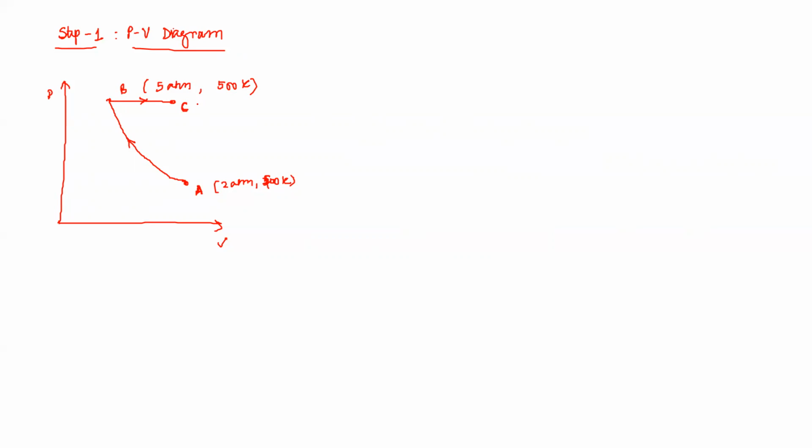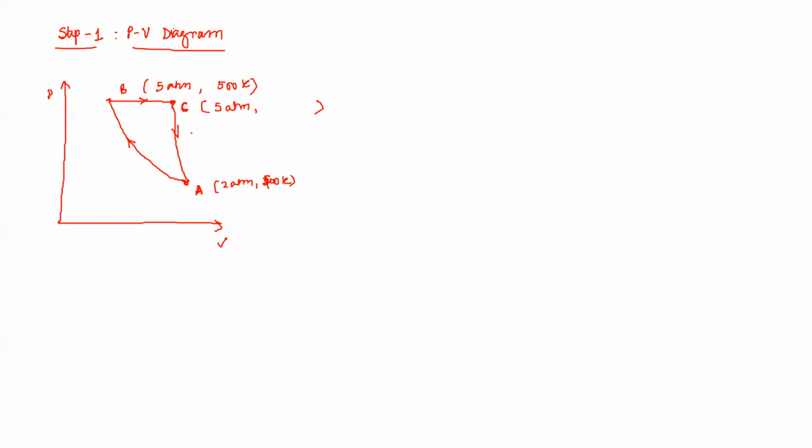So it is heated isobarically, therefore the pressure is 5 atm. We don't have enough idea about temperature, so we'll not write anything over here. And then finally it goes adiabatically to its initial state. So this is my PV diagram.